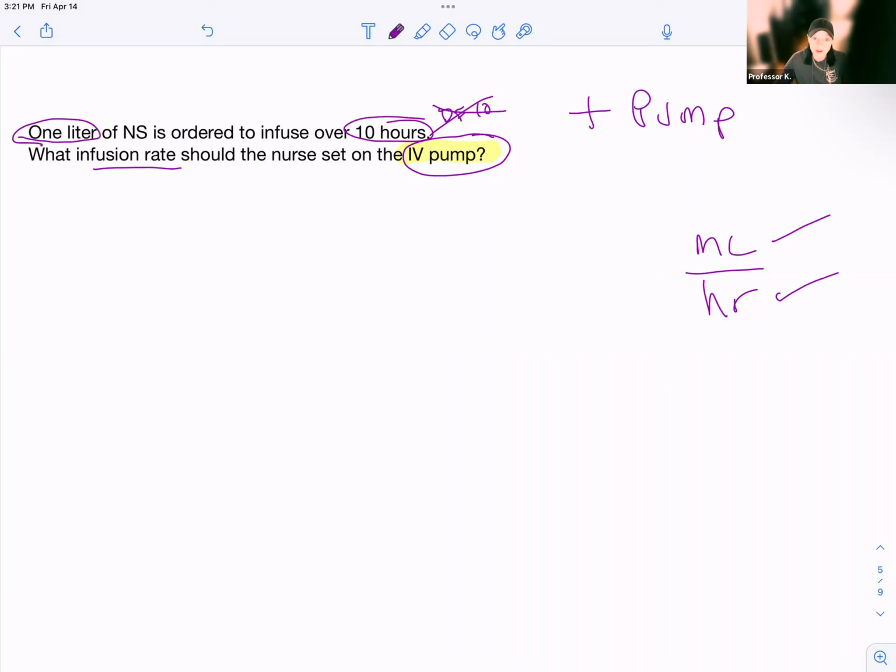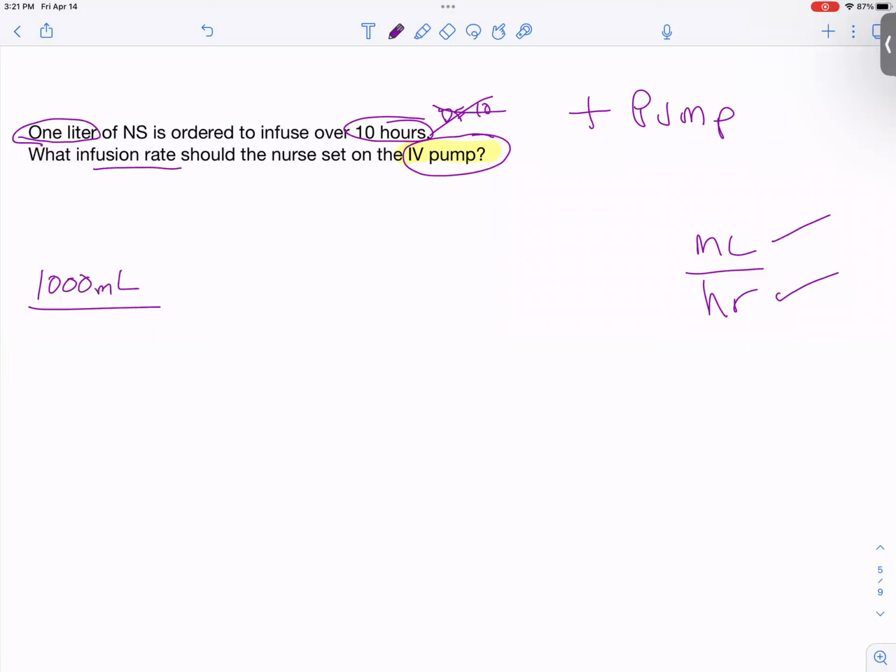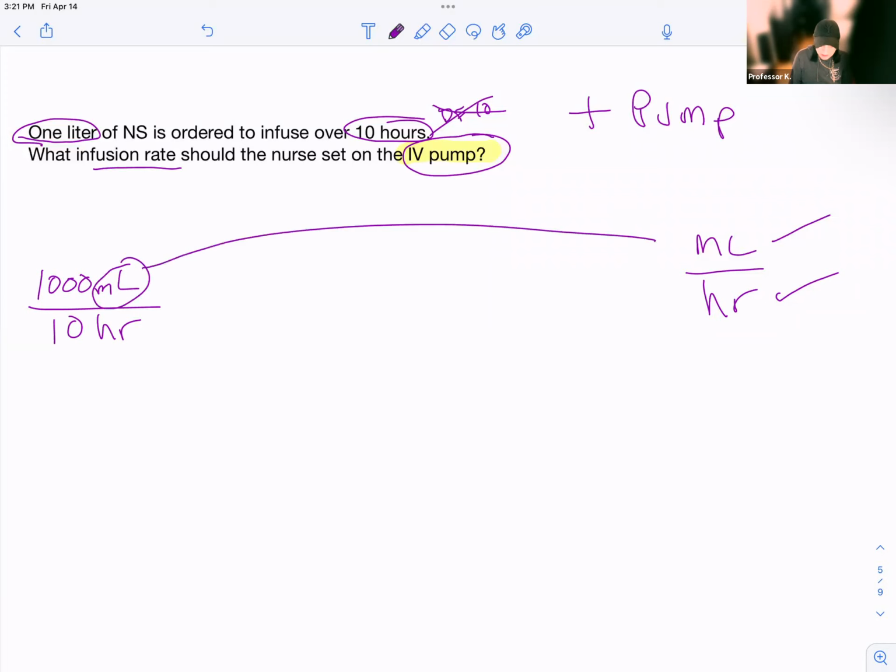So what is 1 liter? 1,000 milliliters. Right, 1,000 milliliters. And the doctor wants 1,000 milliliters run over 10 hours. Oh, and do you see what you did wrong? You got it now, I'm sure. So when I look at my problem, I have milliliters and I have hour. That's it. Now I just divide. 10 into 1,000 is 100 milliliters an hour.